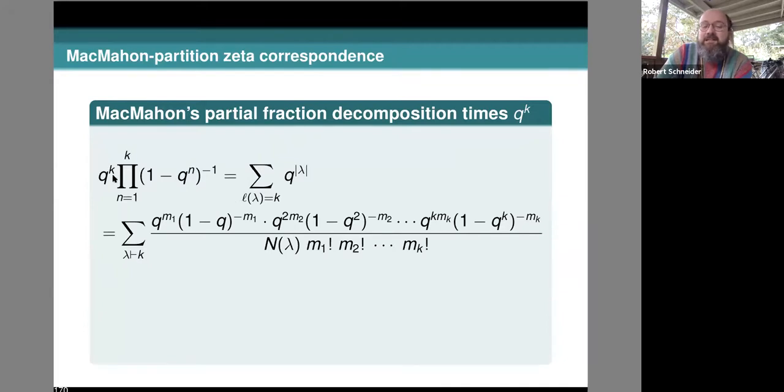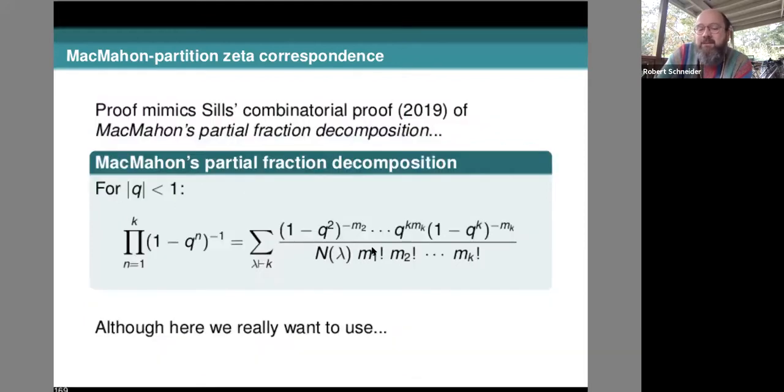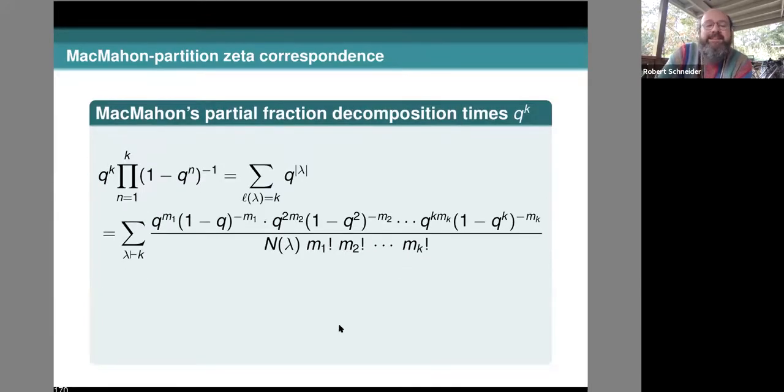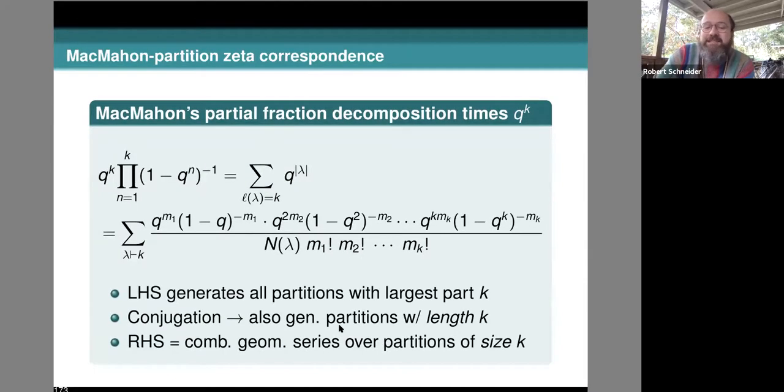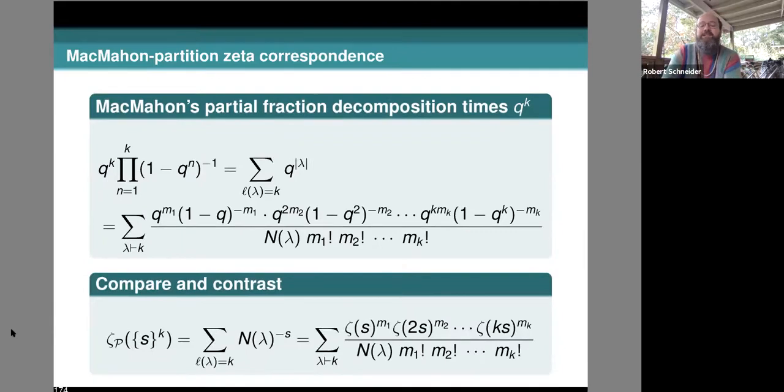That's because inserting a largest part k is the same under conjugation as inserting a length k. And that gives us this formula. It's basically the same formula. We just get these q's upstairs now. And I want to go past all of this proofy stuff because I want to point out that it's really similar looking to our formula for the zeta function.